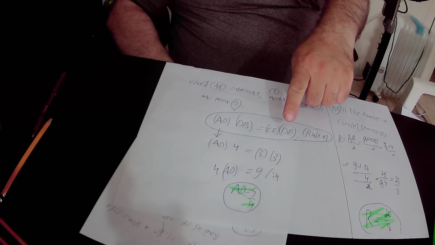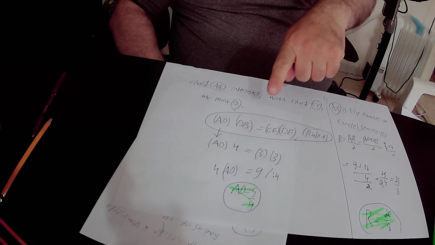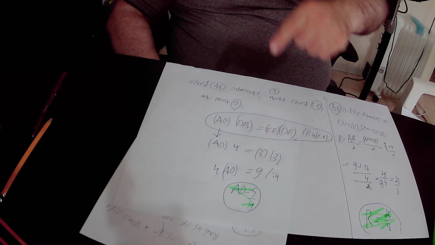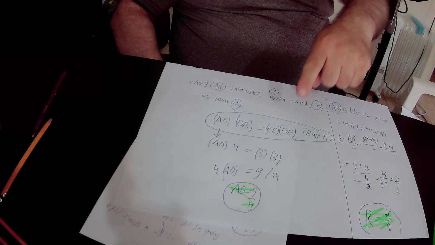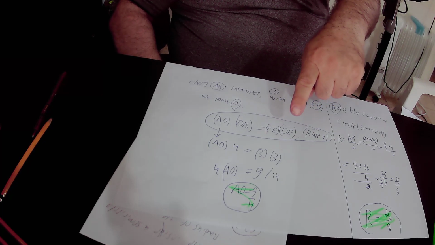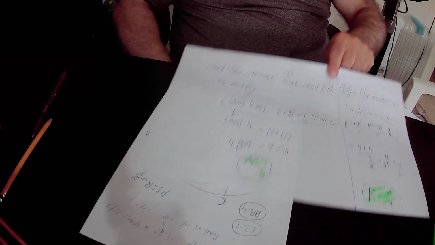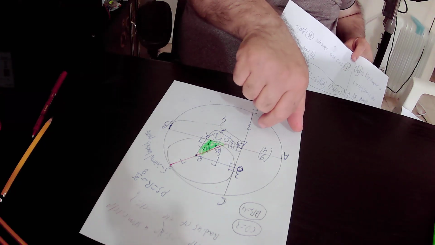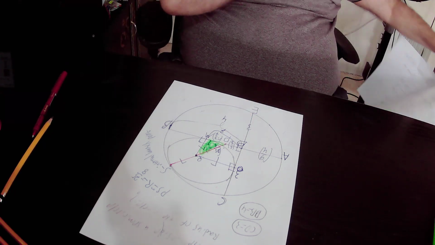So here we have 3 times 3 is 9. So we found out that 4 times AD equals 9. We divided this equation by 4 and we found out that AD equals 9 over 4. Here the missing line segment AD equals 9 over 4 units.